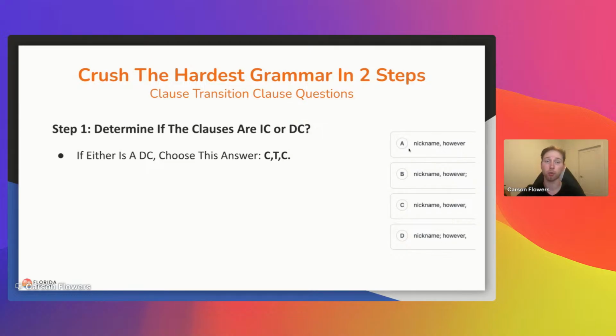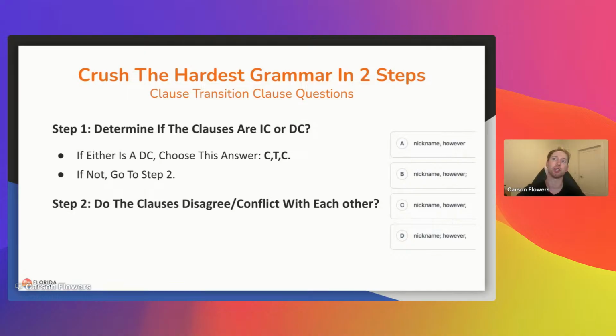And whenever dealing with transitions, they need to be surrounded by punctuation. In this case, A is not surrounded however with punctuation. So if you ever see A, you know it'll never be correct. But if neither of them is a dependent clause, you got to move on to step 2. Step 2 is you have to ask yourself, do these clauses before and after the transition agree with each other or do they disagree with each other? So if they disagree with each other, you know to choose the clause, semicolon, transition, clause.